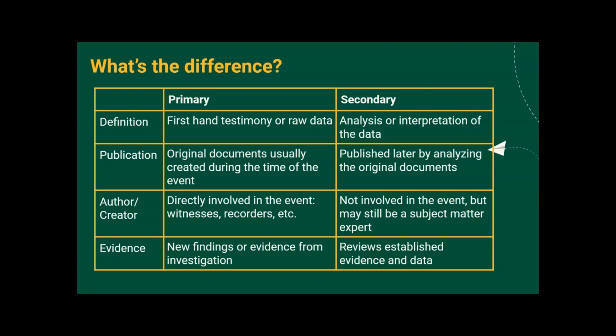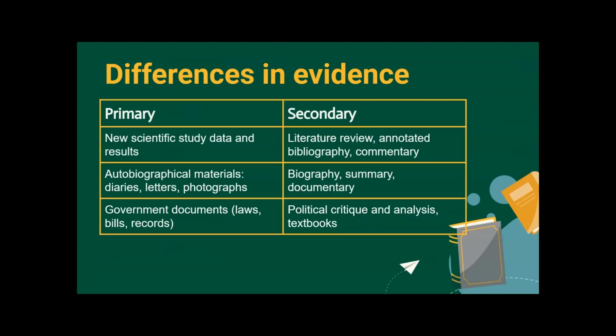Let's look at how these differences may appear in different types of sources. In considering scientific journal articles, primary sources will have new findings, data, and results. Secondary journal articles will be literature reviews or annotated bibliographies that do not have new data and instead interpret the conclusions of multiple studies for an analysis. If researching specific people, anything made by the person, such as diary entries or letters, are primary, but work done about the person without their involvement are secondary, such as biographies and documentaries. Documents such as laws and bills that come directly from the government are primary sources, where someone's critique or analysis of those documents are secondary sources.